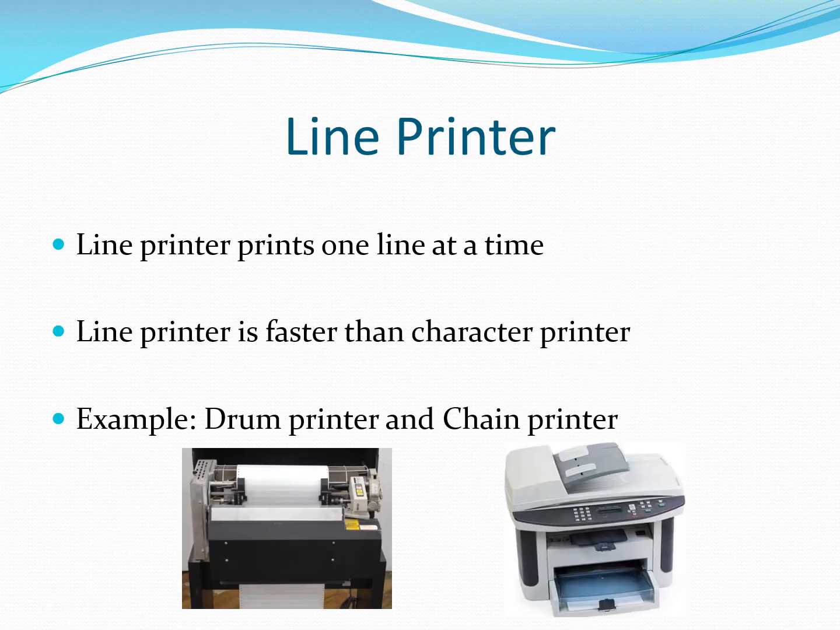Line printer. Line printer prints one line at a time. Line printer is faster than character printer. For example, drum printer and chain printer.